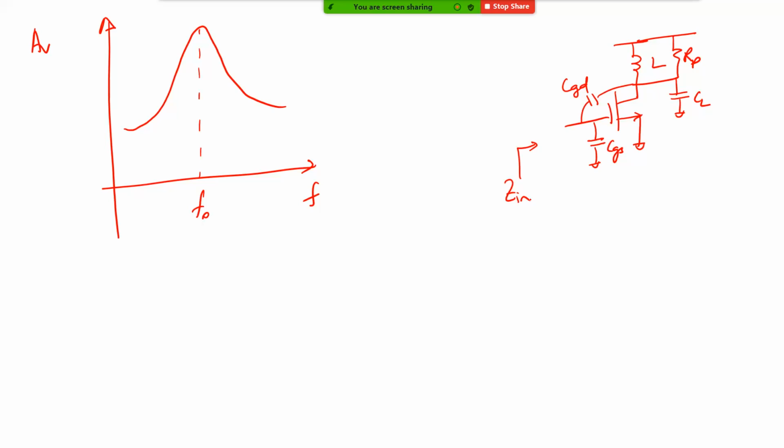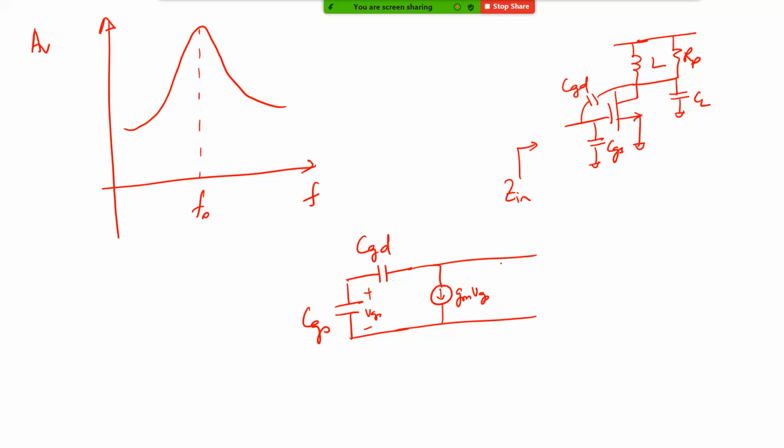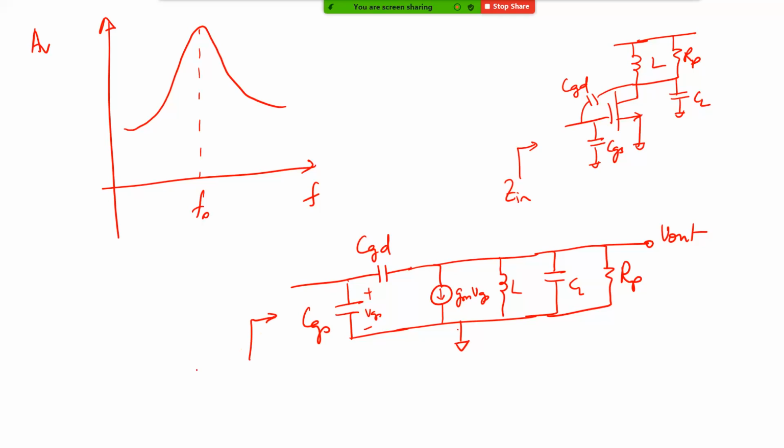So how will you do that? You basically draw the small signal equivalent circuit. You say, okay, this is my Cgs and I have a Cgd, and I have a current source gm VGS, where VGS is defined as the voltage across this. And then you basically have an L, and you have CL and you have Rp. Now what we are interested in is, for this network with the source grounded, what is going to be your Yin or what is going to be your Zin?